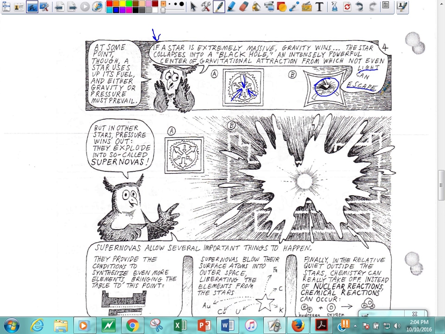Okay, but what if they're not super massive stars? What if they're kind of, I don't know, just medium sized or whatever? Okay? But in other stars, pressure wins out. They explode into so-called supernovas. You guys have heard of that? A supernova is the term that they give when a star explodes. Okay, and pressure wins out. Gravity can't contain it anymore, and pressure just builds and it blows up.